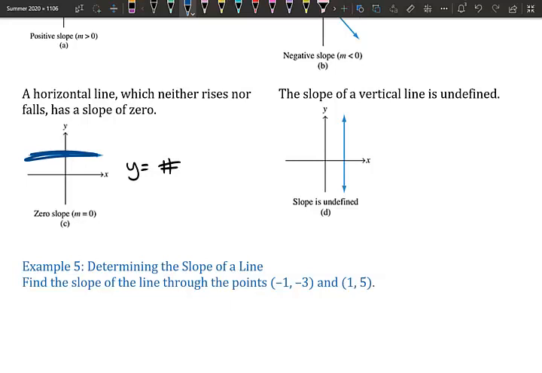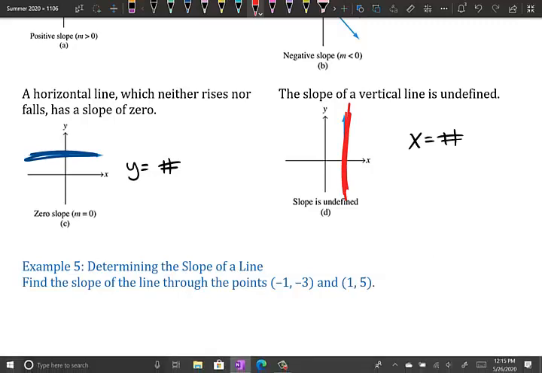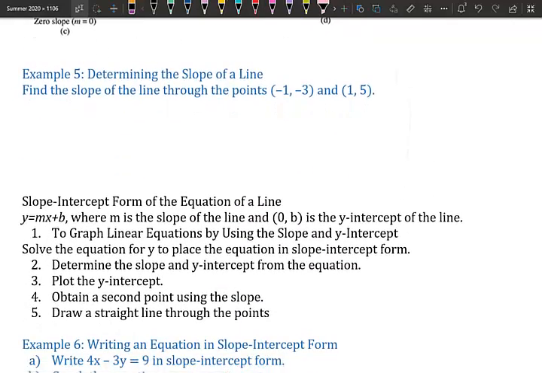The slope of a vertical line is undefined. So this is known as x equals a number. Because you see how it goes through the x-axis? That's why it's x equals a number. Alright, let's determine the slope of this line. The slope of the line that goes through -1, -3 and 1, 5. So since it says slope, we know m equals y2 minus y1 over x2 minus x1. Label your points. So x1, y1, x2, y2.